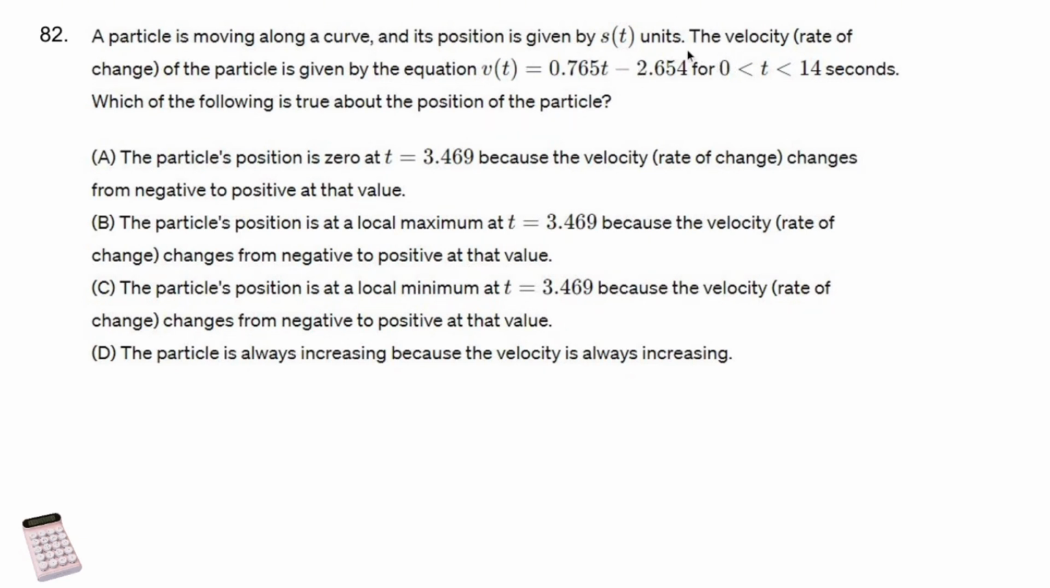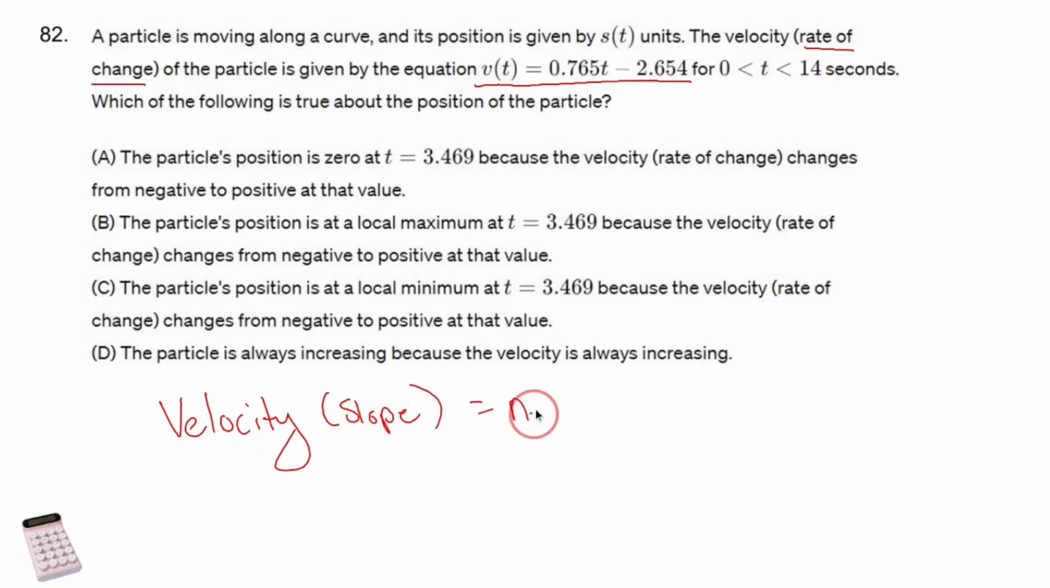And this is what the question is asking. It's giving you the velocity function, right? Now, the velocity of a particle is also its rate of change, also its slope. So we have to understand that if the velocity, also known as the rate of change, also known as the slope, is negative, that means its position has a negative slope and its position is going down.